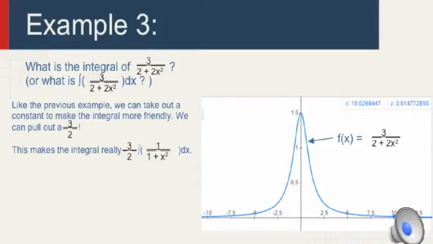Alright, our third example here is, what is the integral of 3 over the quantity 2 plus 2x squared? Alright, like the previous example, we can take out a constant to make the integral easier to take the integral of. We can pull out a 3 over 2. Alright, this makes the integral really 3 over 2 times the integral of 1 over the quantity 1 plus x squared.